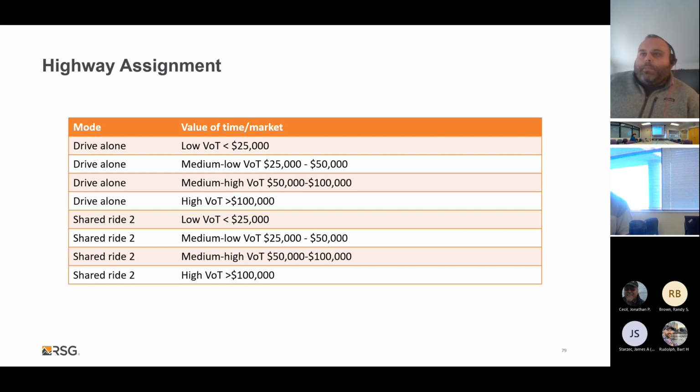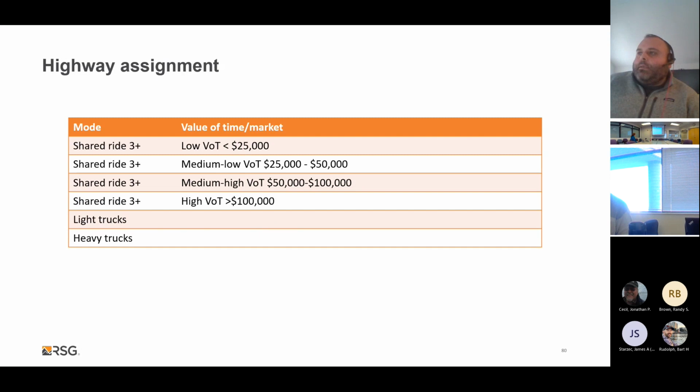And this goes over basically all the different drive alone categories. We have shared ride 2, shared ride 3 plus, and light trucks, and then we break these out by their value of time category, which is their market segmentation by income grouping.